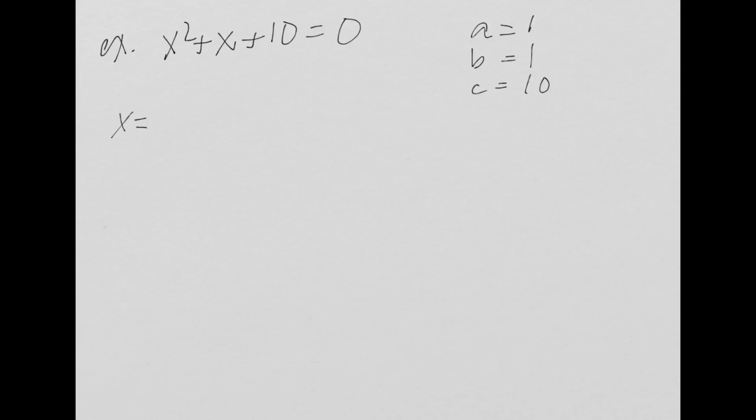Okay, try two more of these. How about x squared plus x plus 10 equals 0? I'm going to use the quadratic formula again, off to the side here. a is 1, b is 1, c is 10. So from the quadratic formula, my answer should be the opposite of b plus or minus the square root of b squared, which is 1, minus 4 times 1 times 10, all over 2 times 1, which is 2.